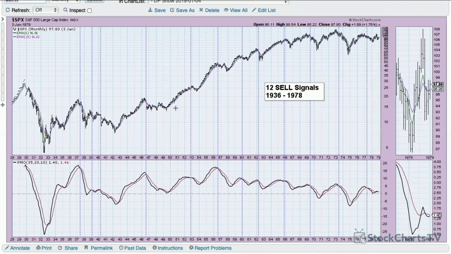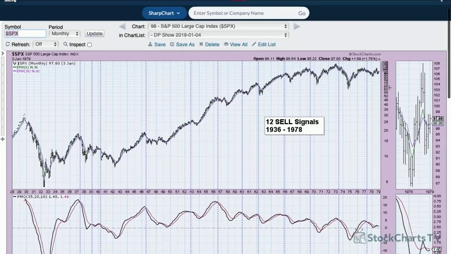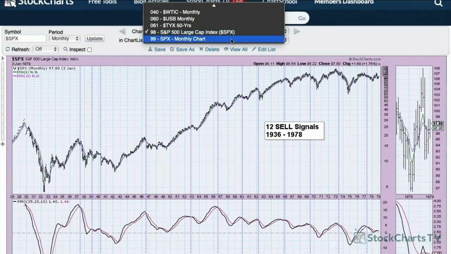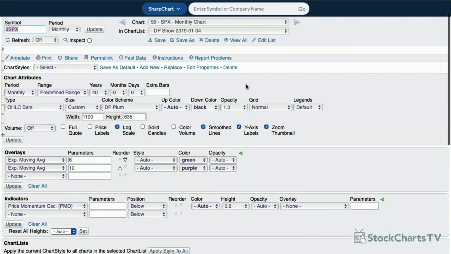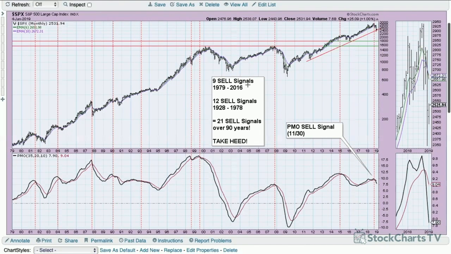Even in this case, it was just a volatile time sideways, but we still ended up in a place we did not want to be. And then from 1978 or 79 through 2016, there were 9. So when you add that up, we have only 21 sell signals over 90 years. So when we get one, like we just did at the end of November for the S&P 500, as well as the S&P 100, and the NASDAQ 100 also ended up with sell signals at the end of November. And of course, the Dow just joined recently.